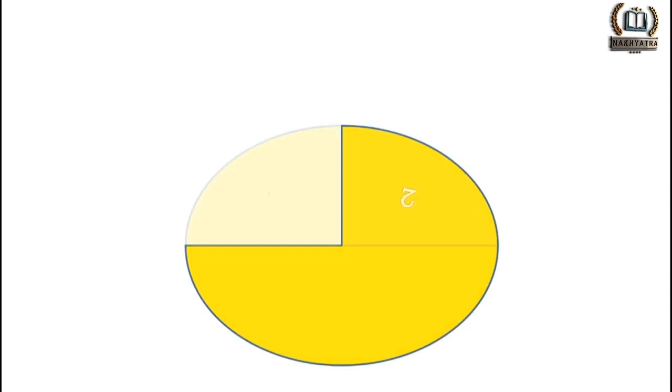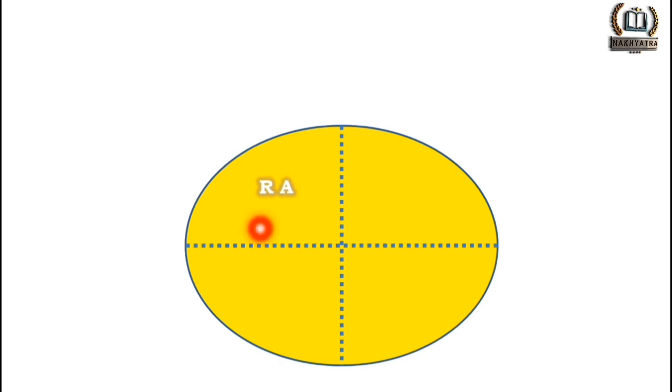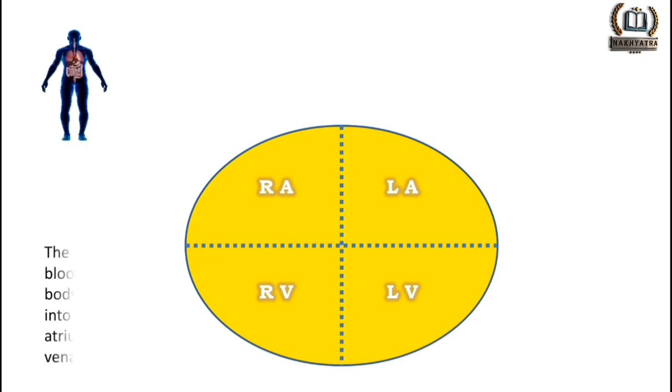So ami janu je amar heartot 4ta chamber ase. So the right upper chamber is called the right atrium. Lower right chamber is called the right ventricle. The upper left chamber is called the left atrium, and the lower left chamber is called the left ventricle.